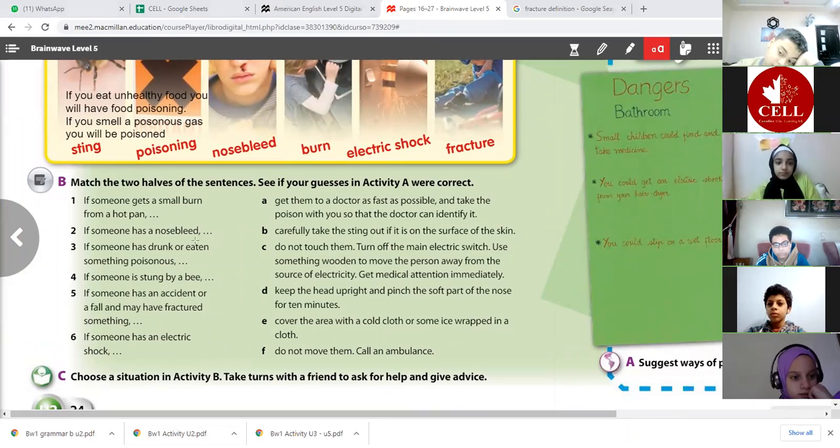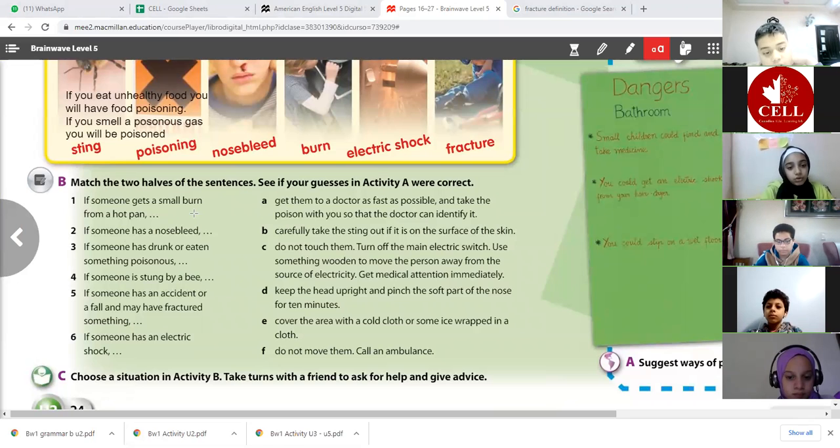If someone gets a small burn from a hot pan, get them to a doctor as fast as possible and take the poison. Carefully take the sting out of the skin. Do not touch them. Turn off the main electric switch. Keep the head upright and pinch the soft part of the nose for 10 minutes. Cover the area with a cold cloth or some ice wrapped in a cloth. Don't move them. Call an ambulance.